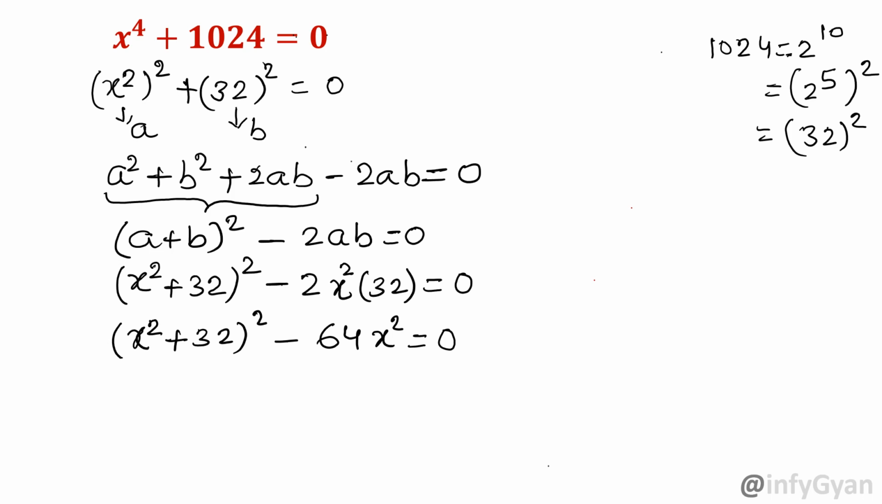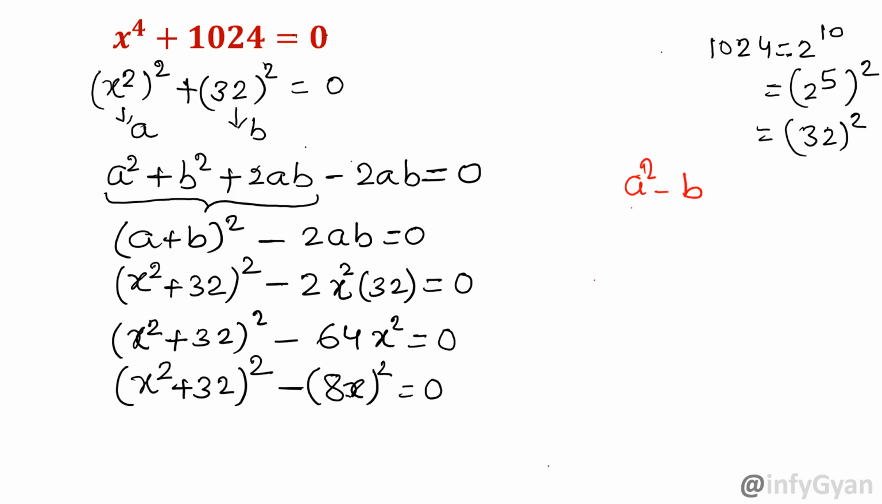Now 64 x square I can write. So this will be x square plus 32 whole square minus, 64 is 8 square, 8 square x square. So I can write 8x whole square equal to 0. Now we know the difference of square formula: A square minus B square is equal to A plus B times A minus B.